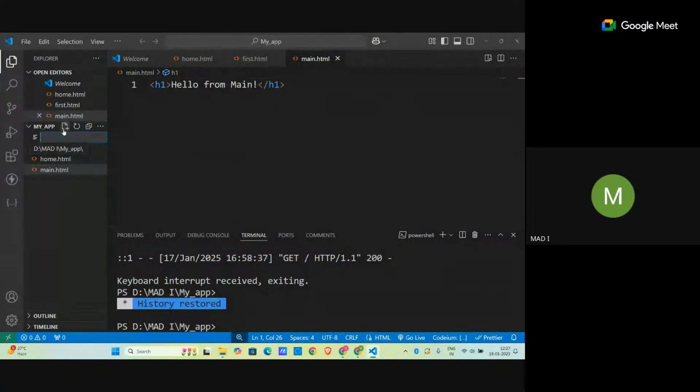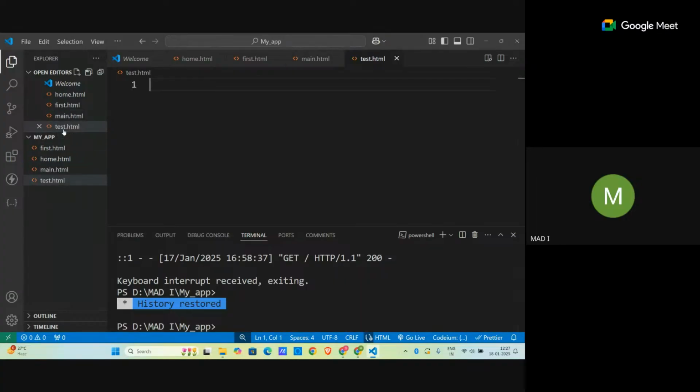Suppose you want to create an HTML file, you write test dot and give the extension as HTML. If you want to create a Python file, you write the extension as .py. So this will create a Python file. Similarly, you can create a CSS file by giving the extension as .css. So now what is given?